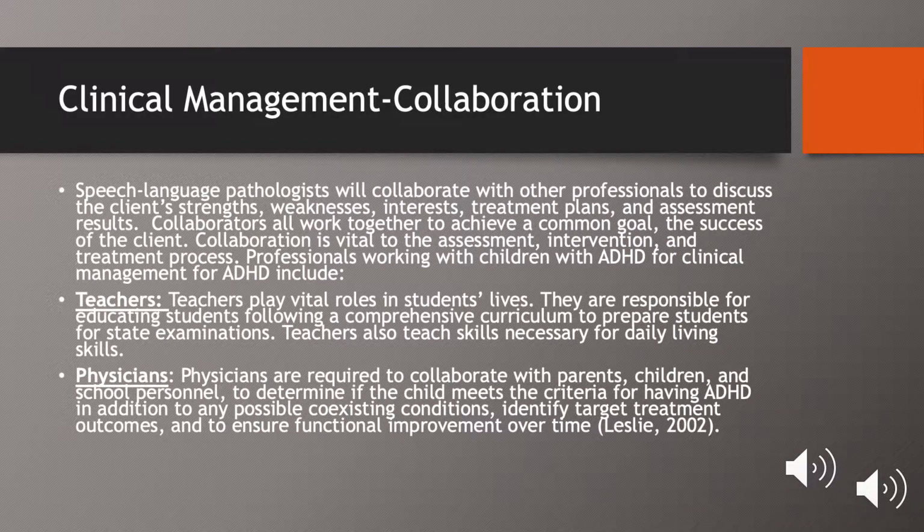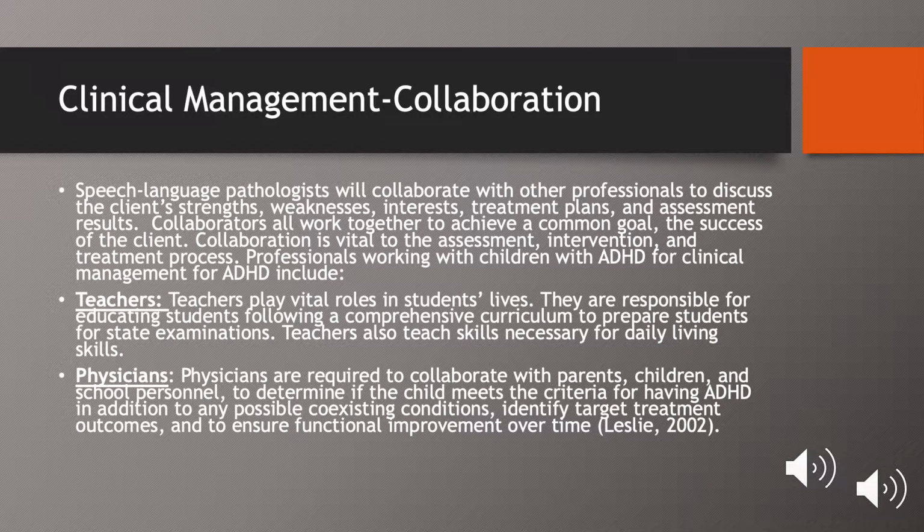Collaborating with teachers is very important. Teachers play a vital role in the students' lives. They are responsible for educating students and following a comprehensive curriculum to prepare students for state examinations. They could also include district-wide examinations, not limited to just state examinations.